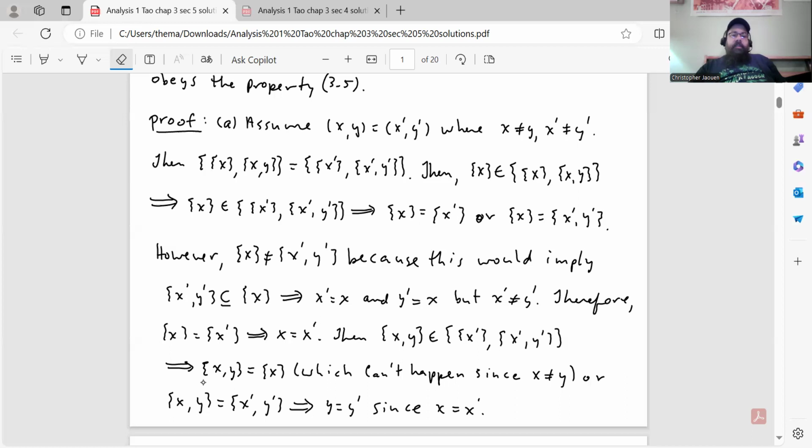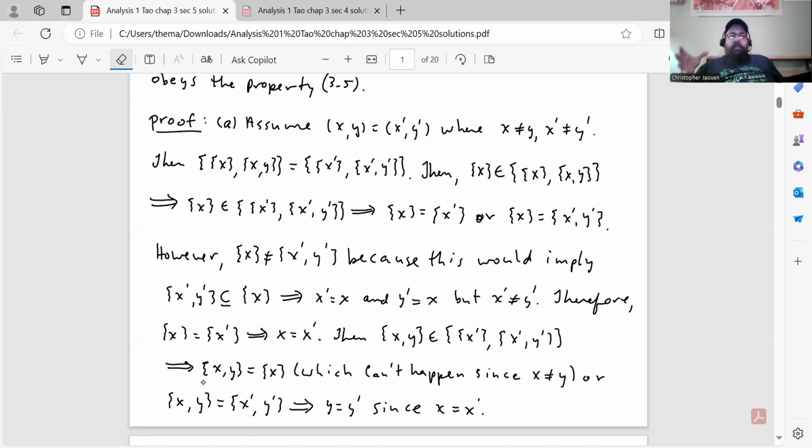However, the singleton set {x} cannot actually be equal to the pair set {x', y'}, because this would imply that the pair set {x', y'} is a subset of the singleton set {x}, which would imply that x' equals x and y' equals x, but that can't happen because we already assumed at the beginning that x' was not y'. Therefore, the singleton set {x} equals the singleton set {x'}, which implies x equals x'.